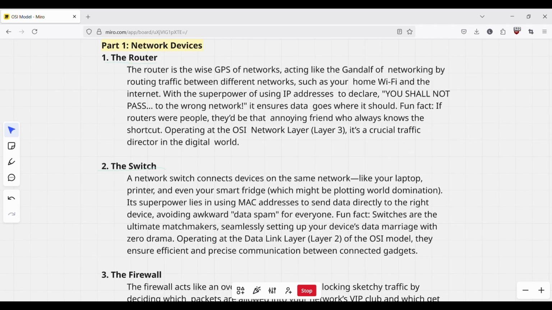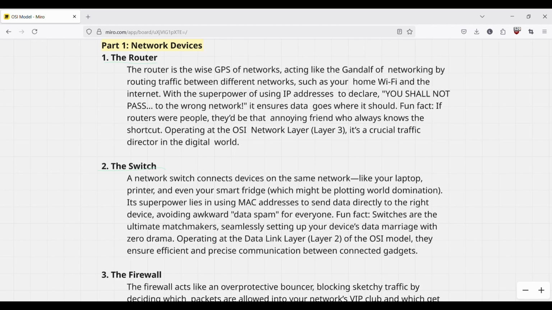It ensures data goes where it should. Fun fact, if routers were people, they would be that annoying friend who always knows the shortcuts. Operating at the OSI network layer, layer 3. It's a crucial traffic director in the digital world.